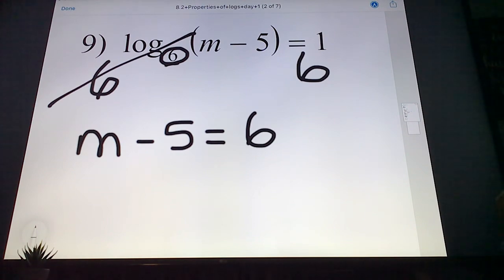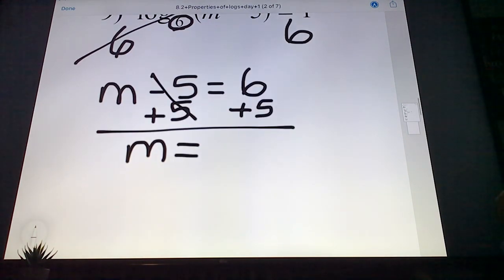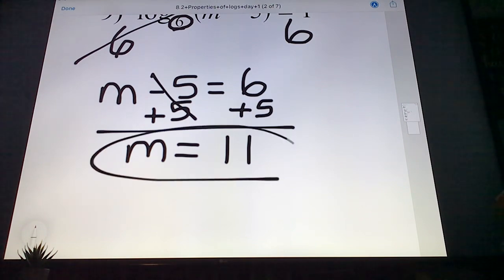Okay, and again, for those powers, use your calculator, okay? You're just going to type in 6 to the 1, and it's going to spit you out a 6. Okay, and then we're going to add 5 over. Well, what is 6 plus 5? 11. It's going to be 11.